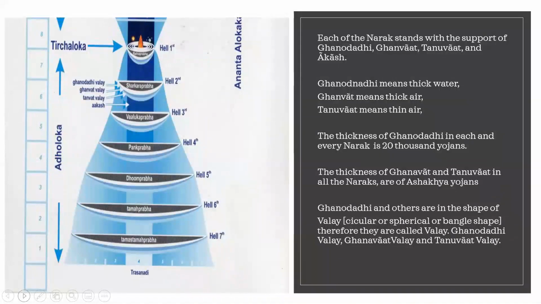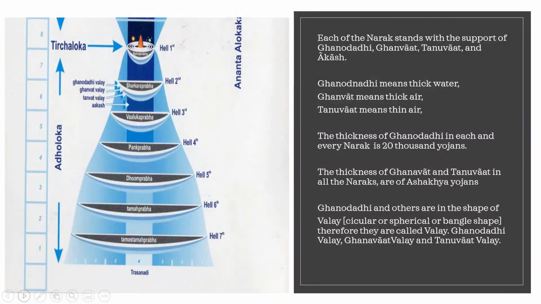If you see each of the Narkavas, the bhumi or the land of each Narak is supported by 4 layers. The first layer is known as Ganodadi, below Ganodadi you have Ganvat, below Ganvat you have Tanvat, and below Tanvat you have Akash. So what is Ganodadi? Ganodadi is a thick layer of liquid water. Ganvat is a thick layer of air. Tanvat is a thin layer of air, and Akash is just the empty space. So each Narkavas is supported by these 4 layers.